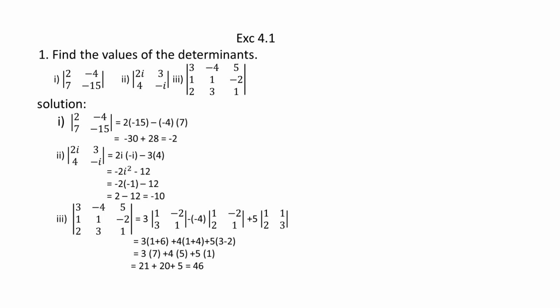Now the value of i squared is minus 1, because i is root of minus 1, which is an imaginary number. So i squared is minus 1. Here we get minus 2 multiplied by minus 1 minus 12. Minus 2 multiplied by minus 1 is plus 2, so it becomes 2 minus 12, and the final answer is minus 10. So the value assigned to this determinant is minus 10.